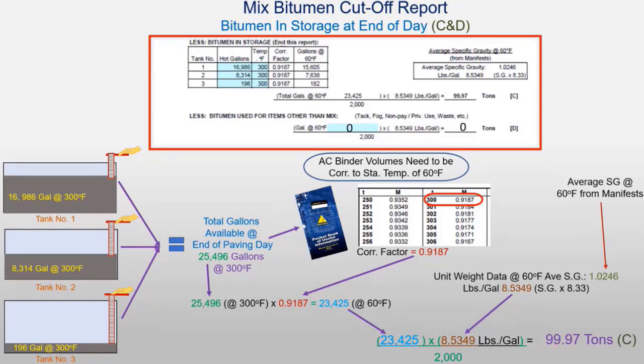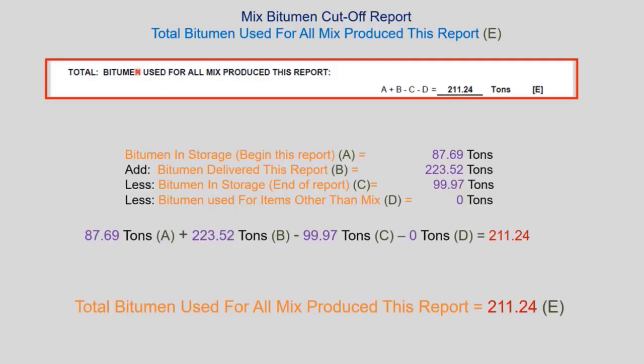And so then all that information we can take here now, and we'll add, we got bitumen in storage, so we got that much to start with. We added that much to it. This is what's left over, so we subtract that, and we go through that calculation. So 211.24 tons was used that day in the mix.